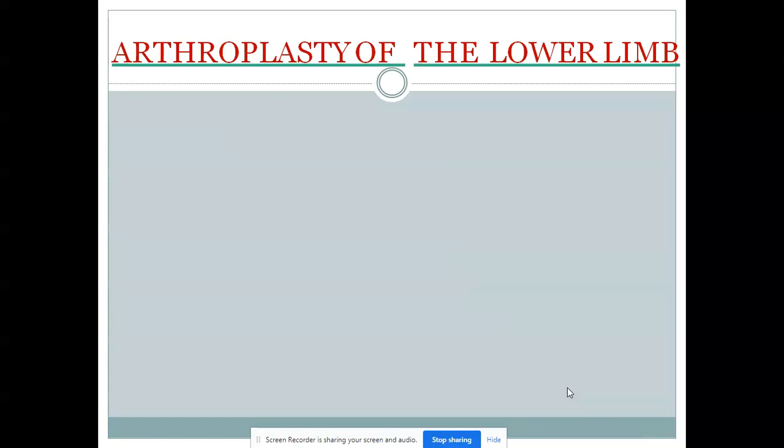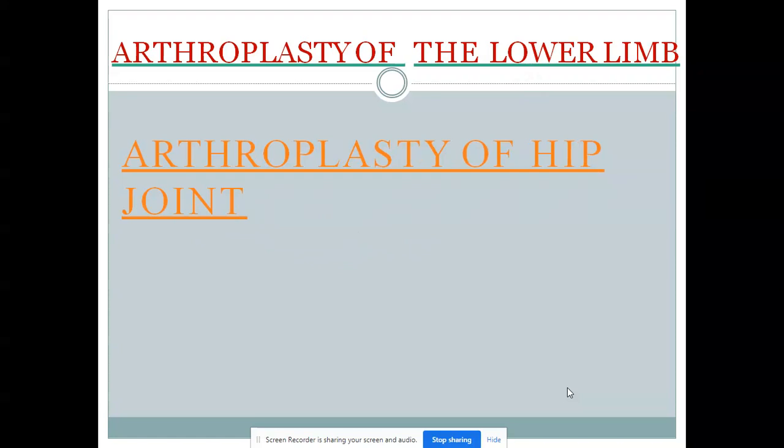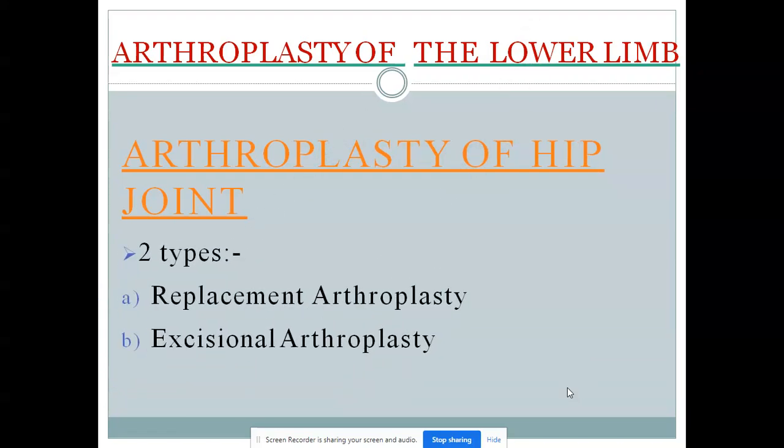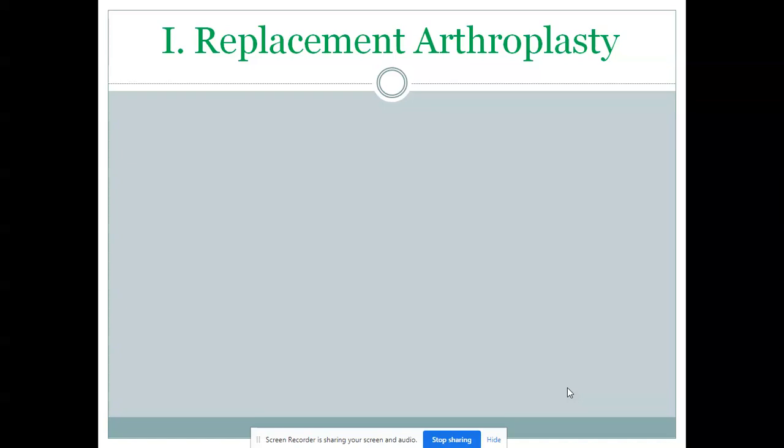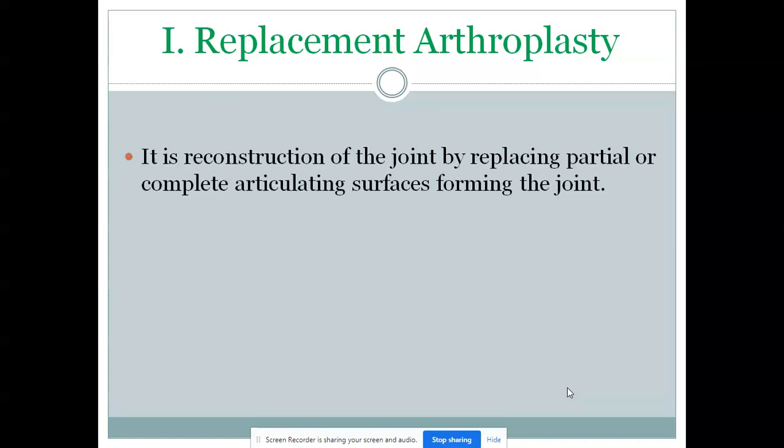Coming to arthroplasties of the lower limb. Arthroplasties of the hip joint, the first one we will be dealing with. It has two parts: one is replacement arthroplasty and one is excisional arthroplasty. Let's first deal with what is replacement arthroplasty. Replacement arthroplasty is nothing but replacing the joint, either partial or complete articulating surfaces. There are two types, hemi replacement and total joint replacement.